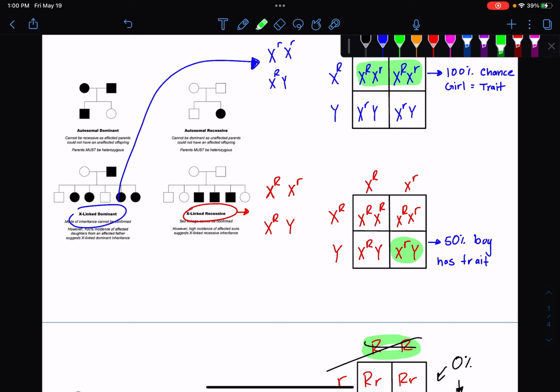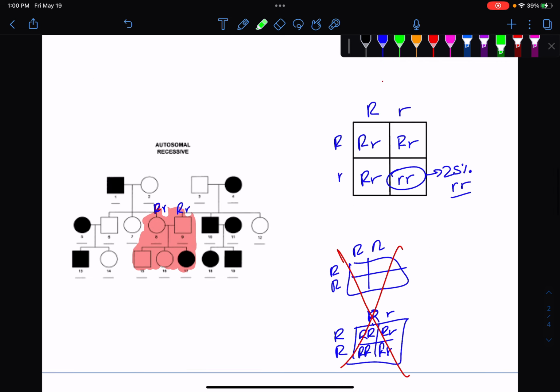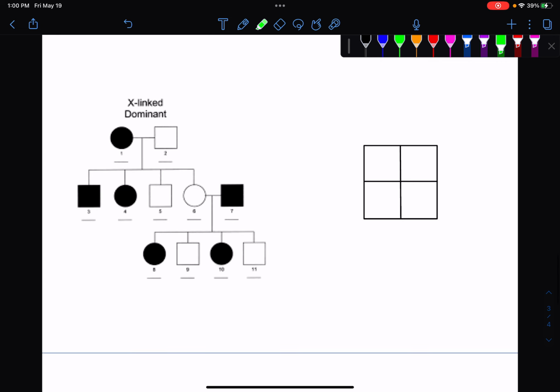It's going to show 100% of incidences of affected daughters from an affected father. Sorry, I'm still trying to figure these out, right? And this one's a little confusing because we don't have an affected father initially. It's only an affected mother, okay? That's not going to help us. They have some offspring, but we don't know yet. There's no skip in generation, so we're leaning towards dominant. But autosomal versus X-linked, we don't know yet.